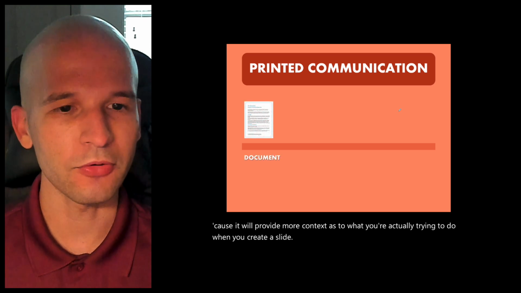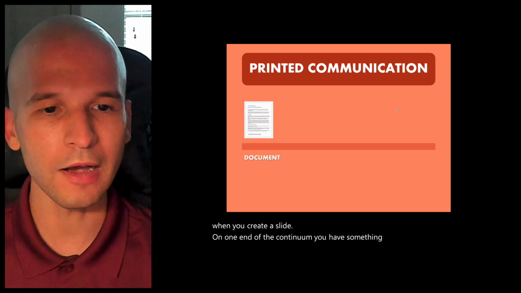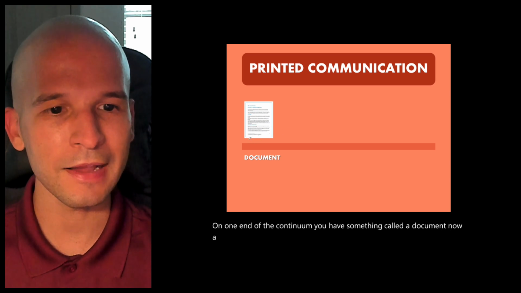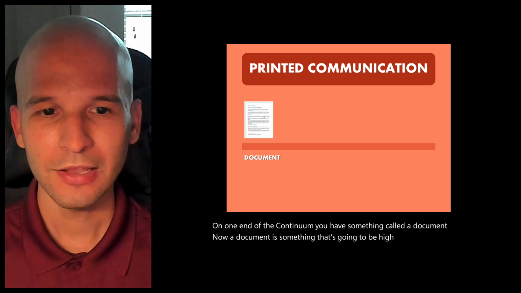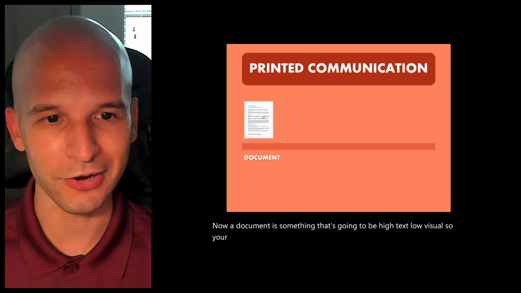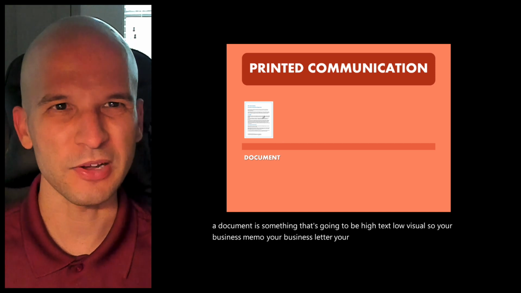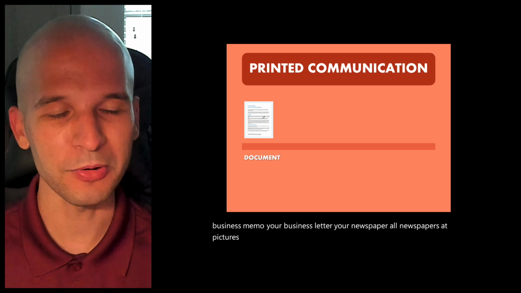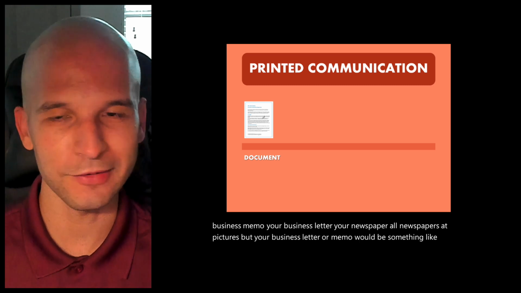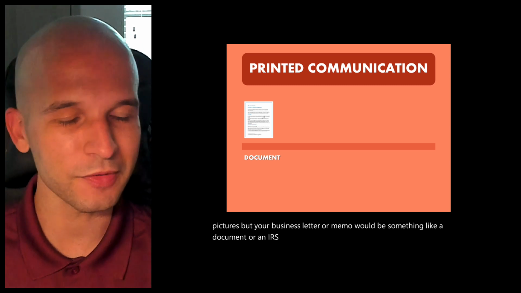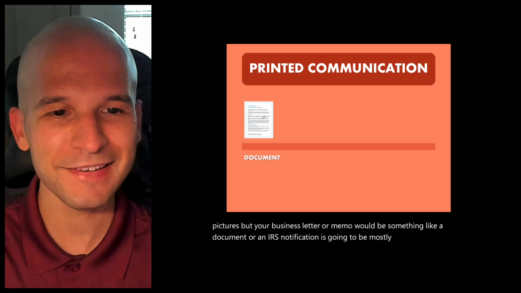On one end of the continuum, you have something called a document. A document is something that's going to be high text, low visual. So your business memo, your business letter, your newspaper, well, newspapers have pictures, but your business letter or memo would be something like a document or an IRS notification. It's going to be mostly text. So high text, low visuals.